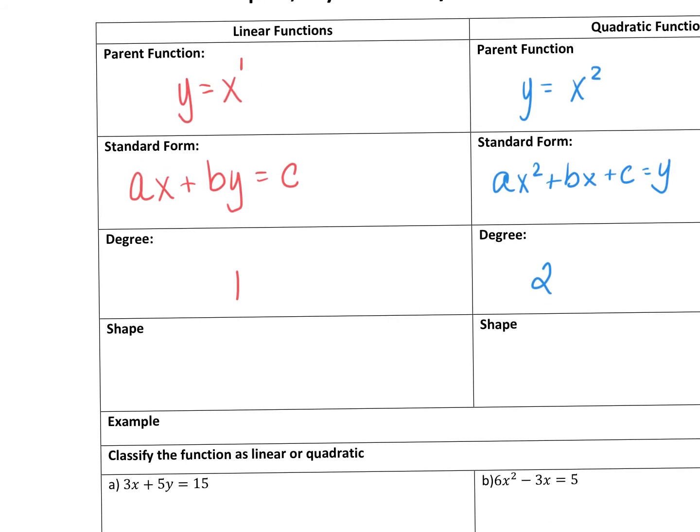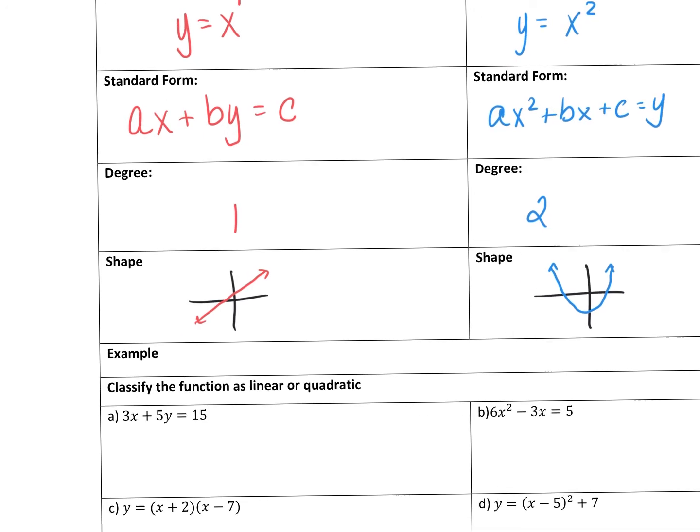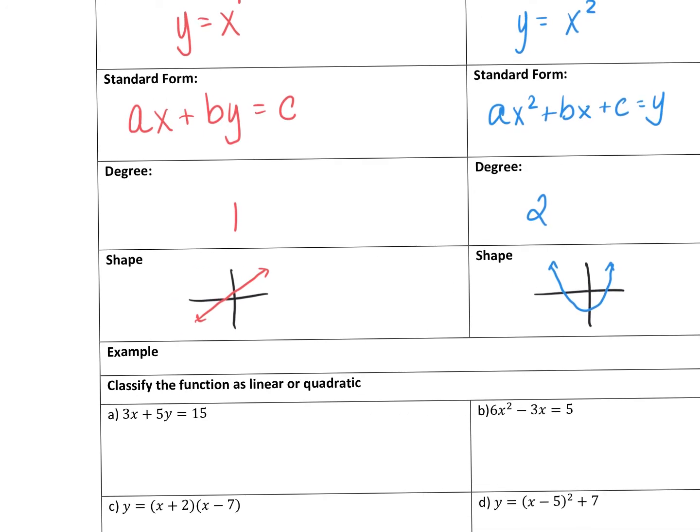The shape of every linear function will be some form of a line. And the shape of a quadratic will always be some form of a U. Now, later on in the chapter, we'll get to where we can transform these functions and move them around and turn them upside down. But just in general, here are the general features of each.